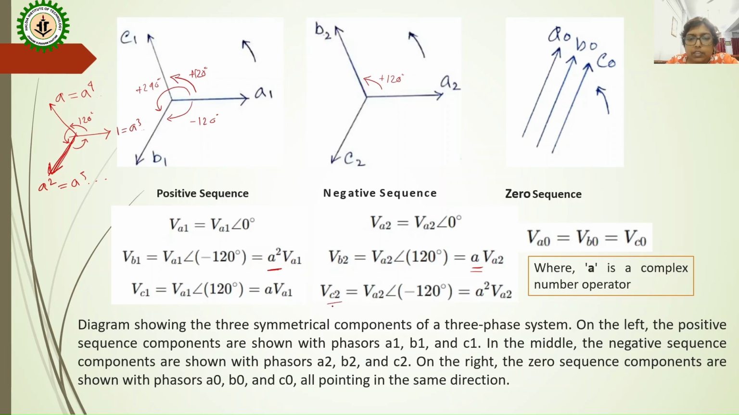Okay, so similarly VC2 is here. So again 120 degree shifting, positive 120 degree shifting. So that should be A square VA2. And for the zero sequence, all this magnitude VA0, VB0 and VC0, all these things are same.